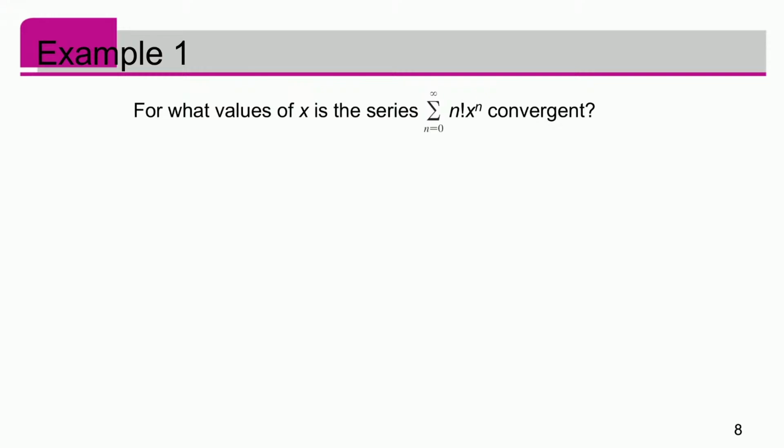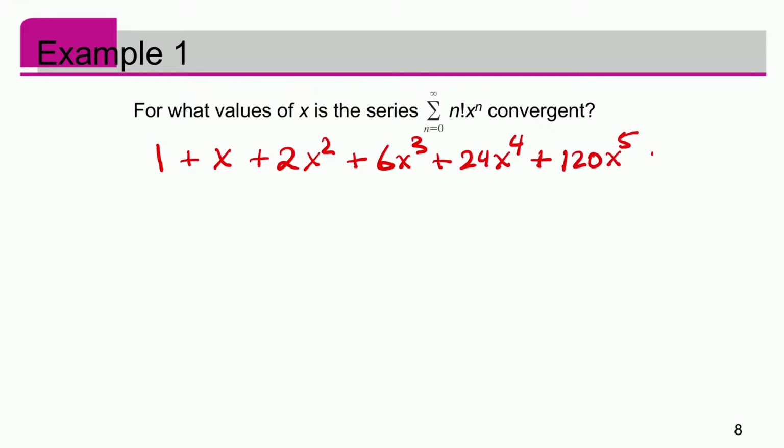Let me just write down the first few values of this series so that you understand what it's talking about. 0 factorial times x to the 0 is 1, plus 1 factorial times x to the first is just x, plus 2 factorial times x to the second is 2x squared, plus 6x cubed, plus 24x to the fourth. If you know your factorials, this is what you'd get. If you don't know them, you could use your calculator. I've run out of room, though. So that's what we're talking about, that is the power series. So what values does this converge?